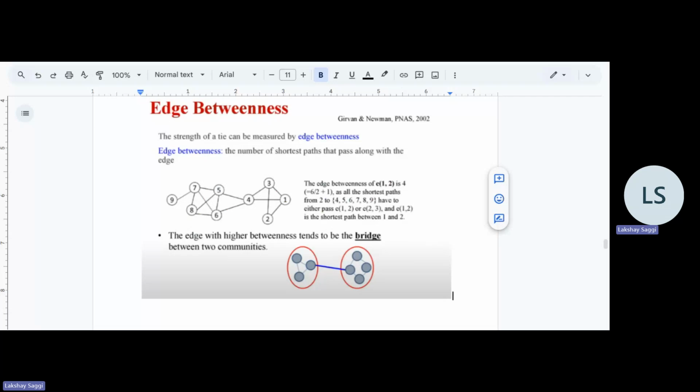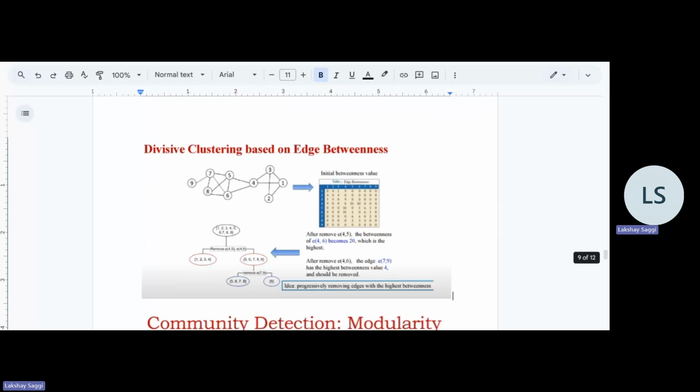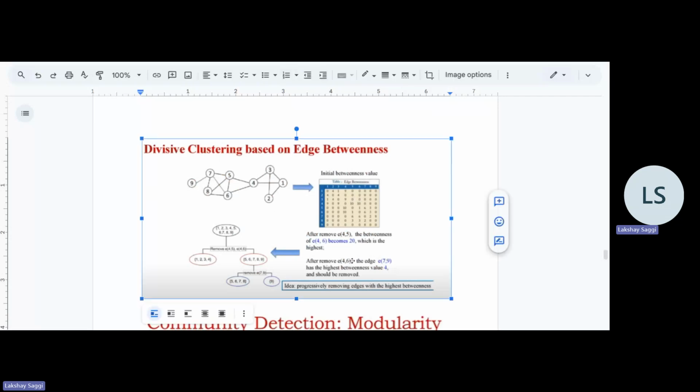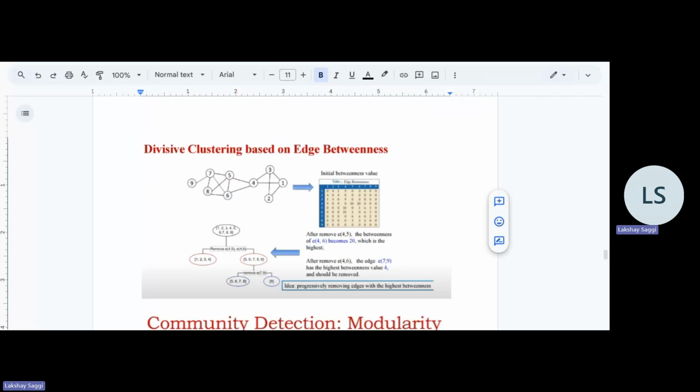Again, it's a very intuitive argument. It's not a formally mathematical claim, but intuitively, if an edge divides a large number of shortest paths, then maybe it is a bridge between communities. And this easily gives us another method to divide the graph into communities, which is clustering based on edge betweenness values.